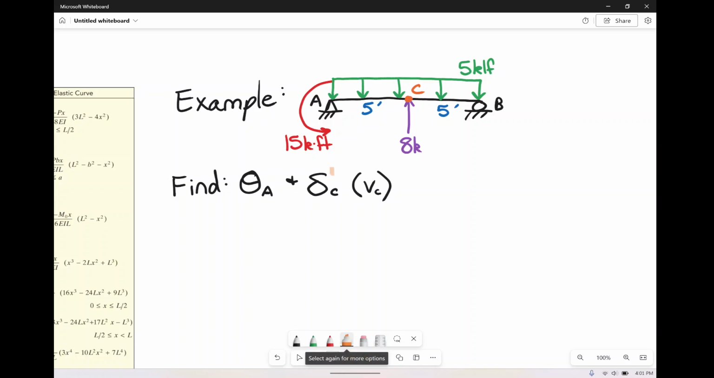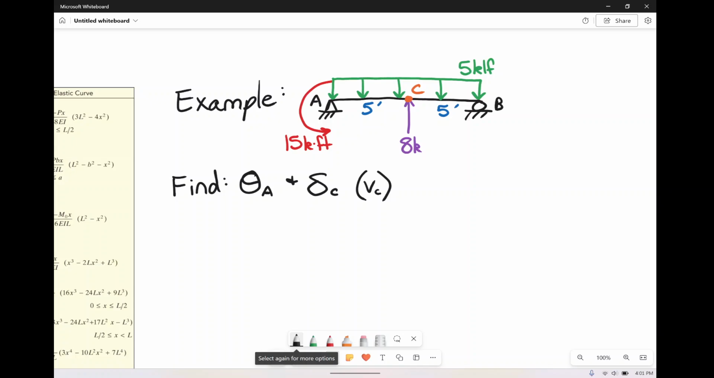Now, technically, we've actually used this symbol for deflection, and recently we've been using V for deflection. I'm going to stick with using V for deflection. But in case you happen to see it as lowercase del, that is effectively still the same thing. So slope at A, deflection at C at our little midpoint.